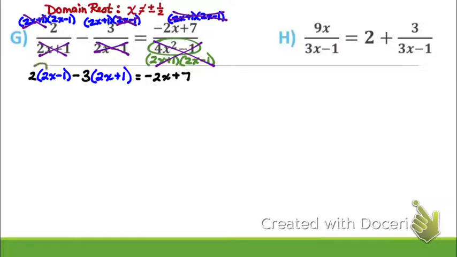Let's distribute and see what we get. 4x minus 2. Don't forget on this next one, you are distributing a negative 3. I'm going to continue harping on signs all semester because everybody makes mistakes with signs sometimes. And I don't want that to be why you guys miss points.